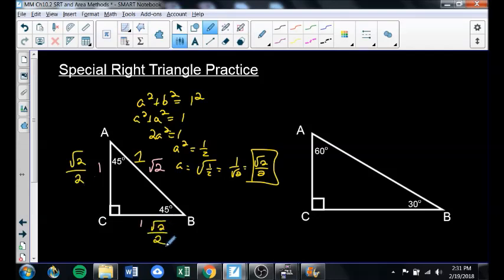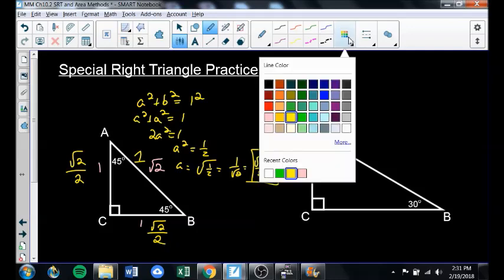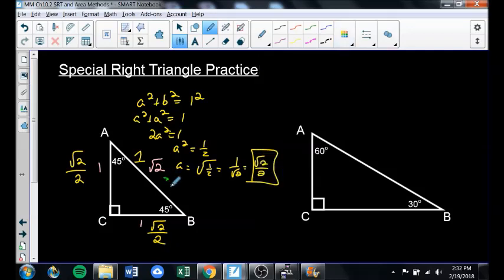And now everything can just be a multiple of that. So suppose the hypotenuse was 3. Well, 1 times 3 got me this, so I would do this times 3. It'd be 3 root 2 over 2, and I would do this times 3, 3 root 2 over 2.